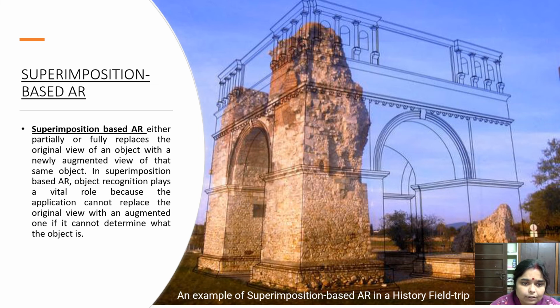And for that, object recognition plays a vital role, because the application cannot replace the original view with an augmented one if it cannot determine what the object is. So this is a small explanation of augmented reality and different types of augmented reality. So I hope augmented reality is somewhat clear to you. Hoping that I end over here.